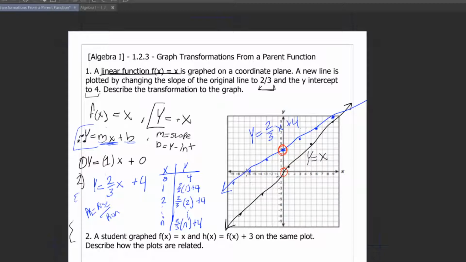Now let's look at the slope portion of the equation. We noticed that our equation became less steep, right? Our slope originally went from 1 to 2 over 3.